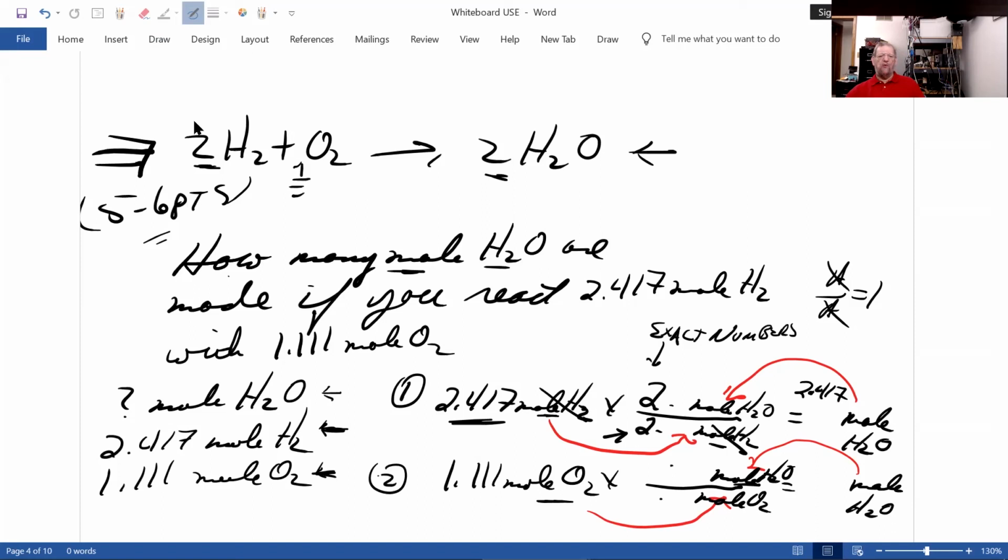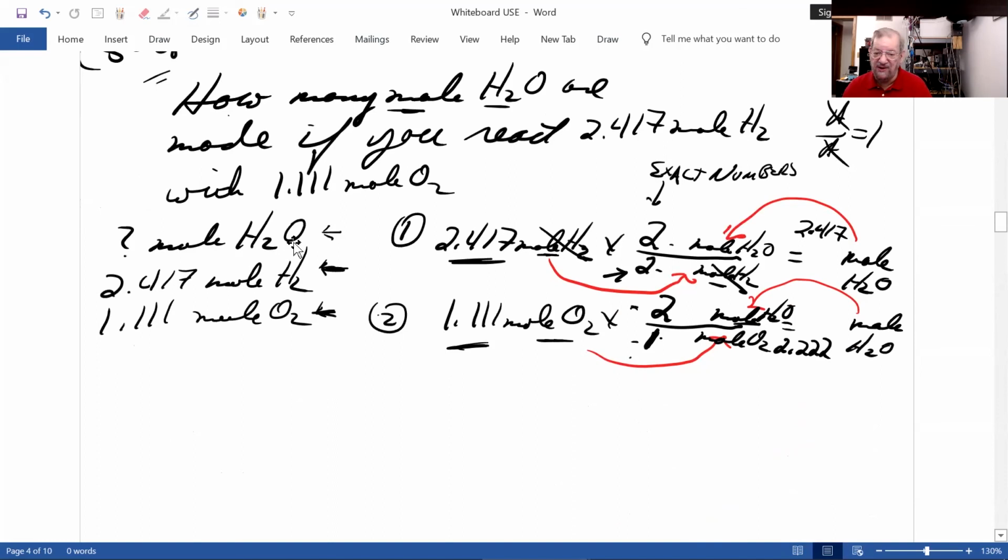This tells you one mole of oxygen makes 2 moles of water. For every 1 mole of oxygen, I make 2 moles of water. I'm going to use my mental calculator. I think you can do that too. Remember, 4 significant figures, 1 and 2 are exact numbers. I get 2.222 moles of water. Now, what's the answer?